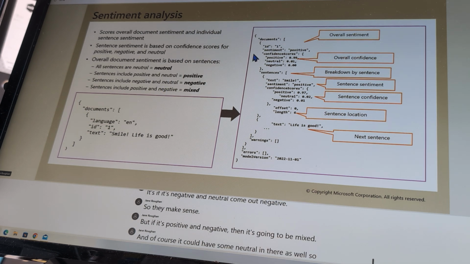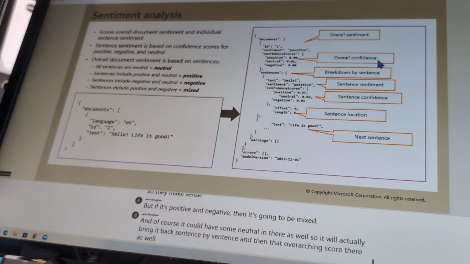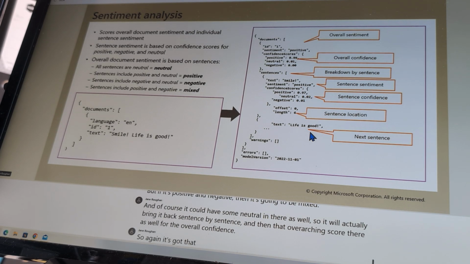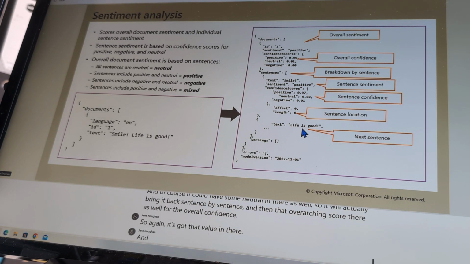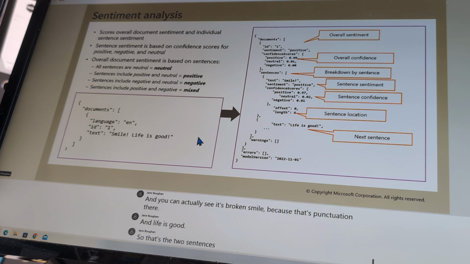So it will actually bring it back sentence by sentence, and then that overarching score there as well for the overall confidence. So again, it's got that value in there, and you can actually see it's broken smile because that's punctuation there, and life is good. So that's the 2 sentences that make up this one document there.